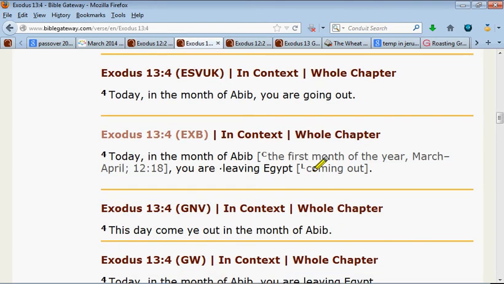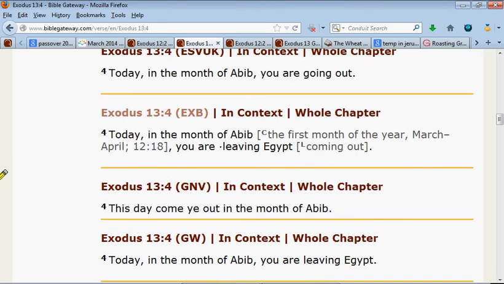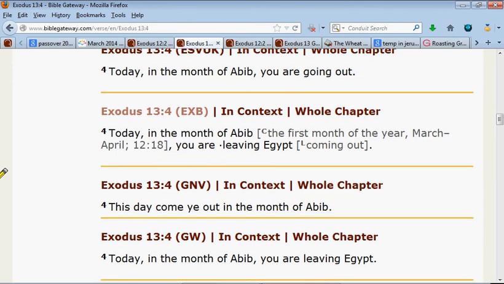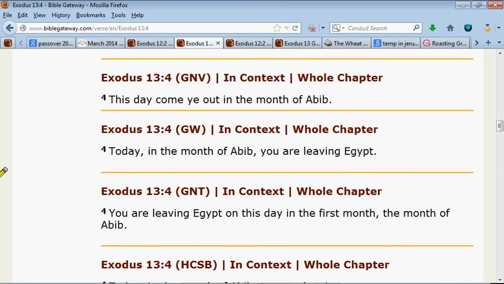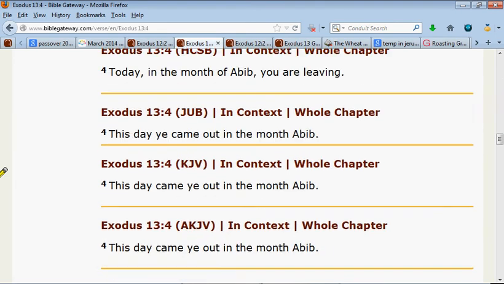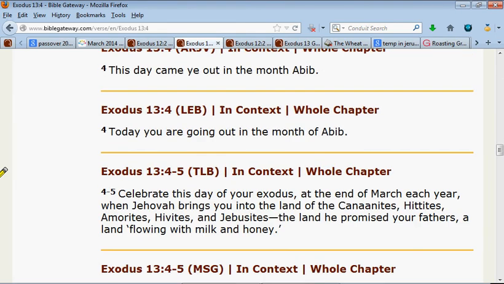And then it says the first month of the year, March to April. Those are Babylonian terms. It's impossible. You can't have a new year that changes. It's in the month of new corn. And one of them says in early spring. Keep that in mind.